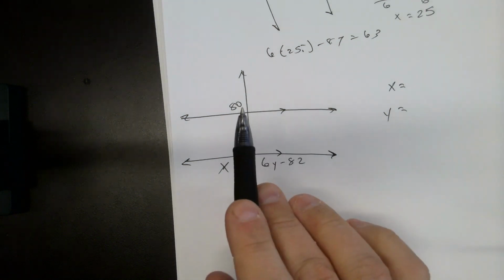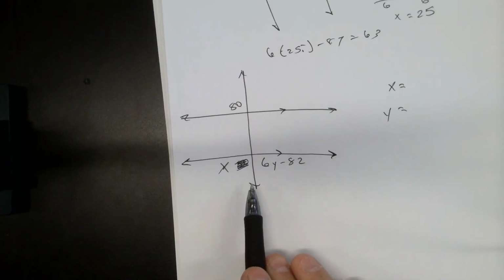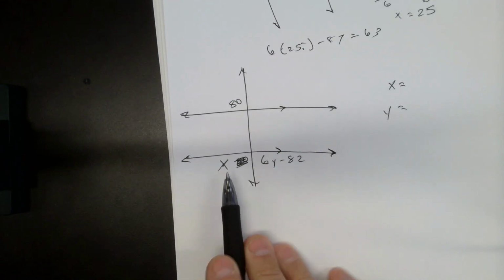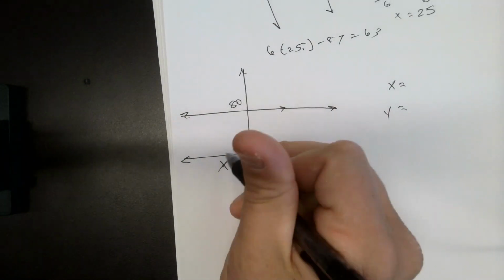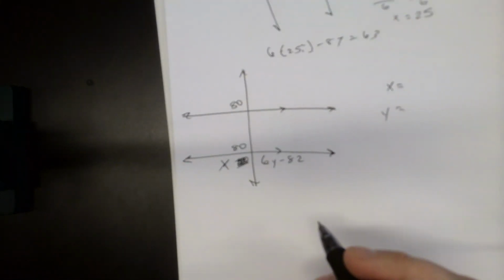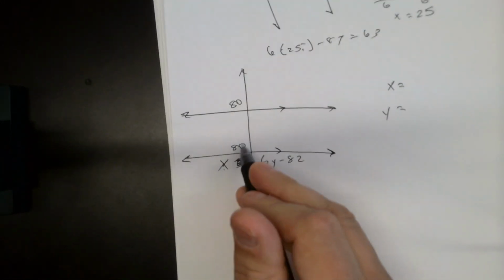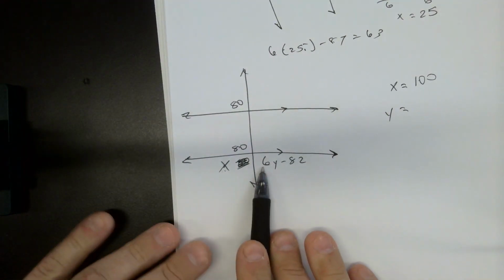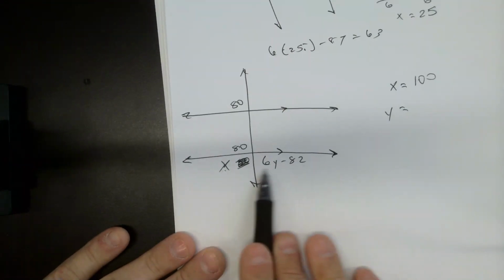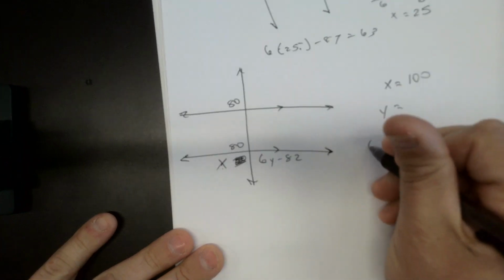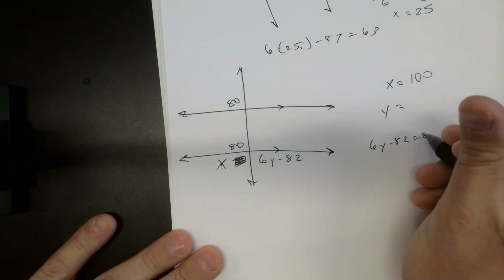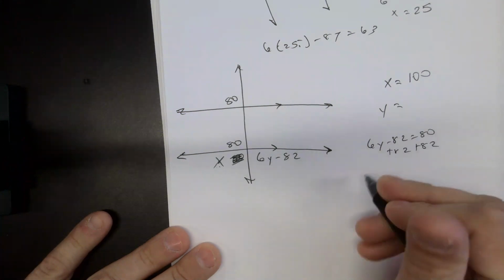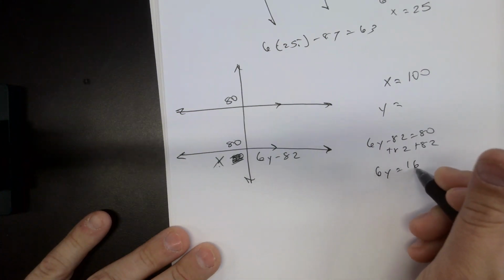Okay. Which one did you guys find first? X? X is really easy. How did you find X? 180 minus 80. Yeah, so if this is 80, I know that's going to be 80, right? Which means that subtracting from 180 gives you X, which is 100. Okay, what do you set this equal to? 80. So to get Y, we're going to set it equal to 80. So we're going to add 82 to both sides, which gives us this.